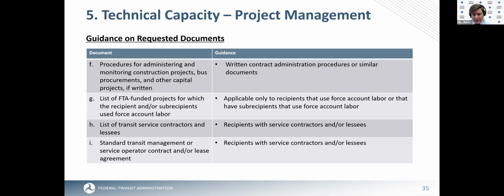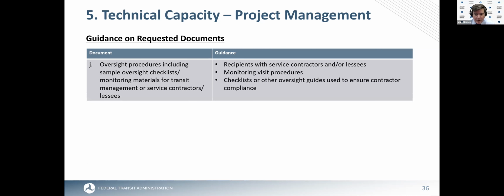Item H, list of transit service contractors and lessees. Item I, standard transit management or service operator contracts or lease agreements. And item J, oversight procedures, including sample oversight checklists, monitoring materials, etc., for transit management or service contractors or lessees. Basically, if you have service contractors, management contractors, or lessees, then your reviewer is going to be very curious how you're monitoring and overseeing them. And so anything you can provide to illustrate that you're conducting that oversight is going to be beneficial for you and make it easier for your reviewer to understand what your process is.